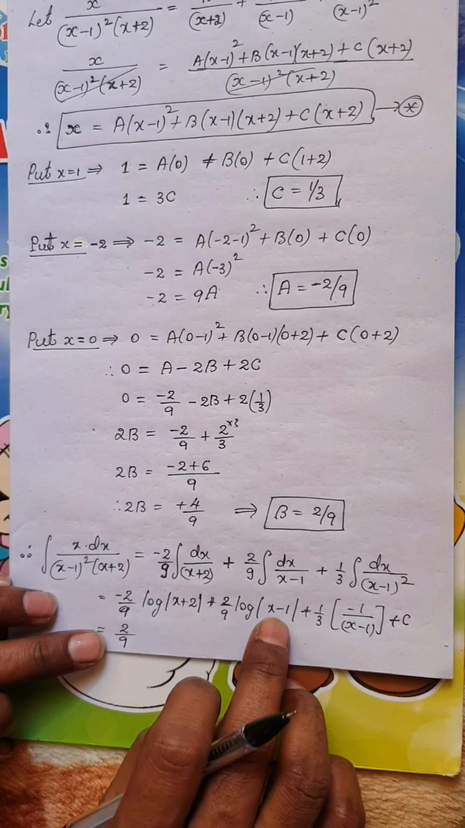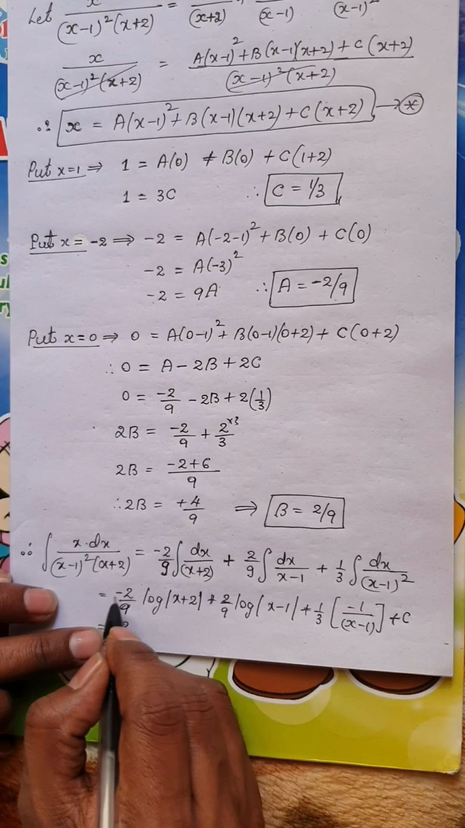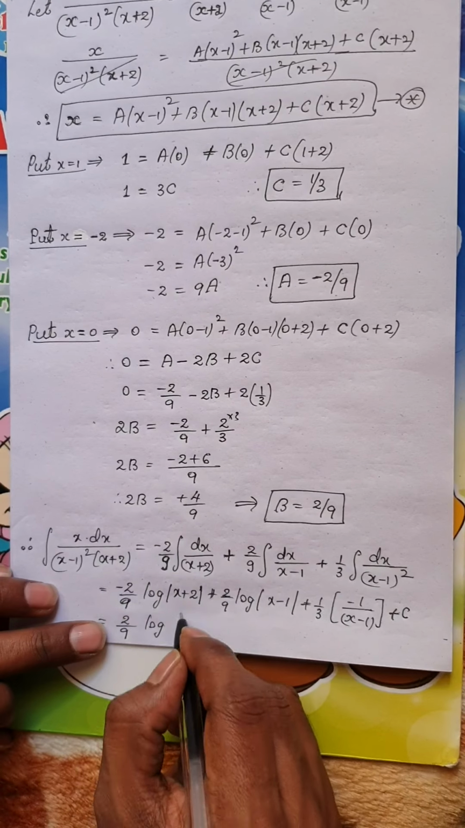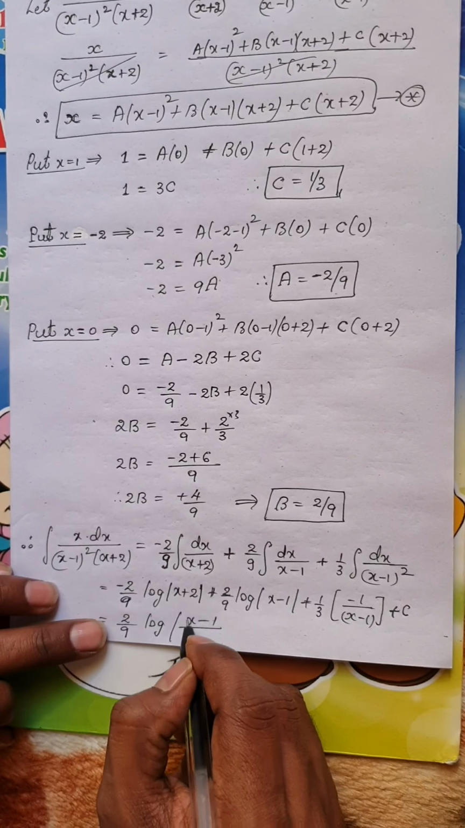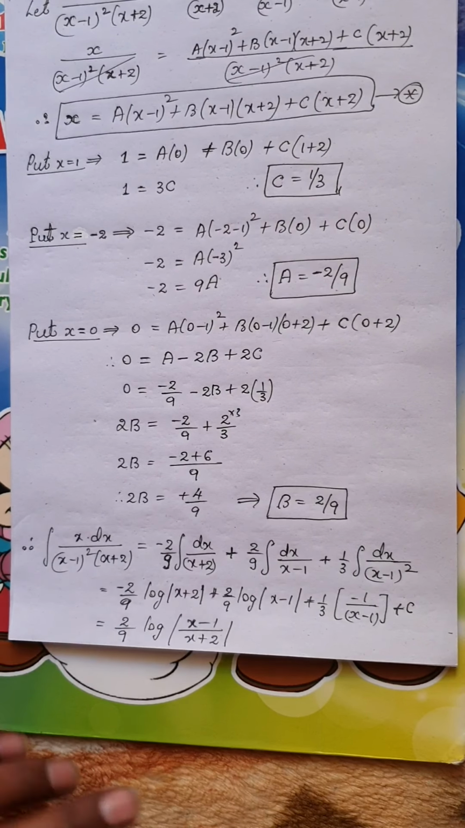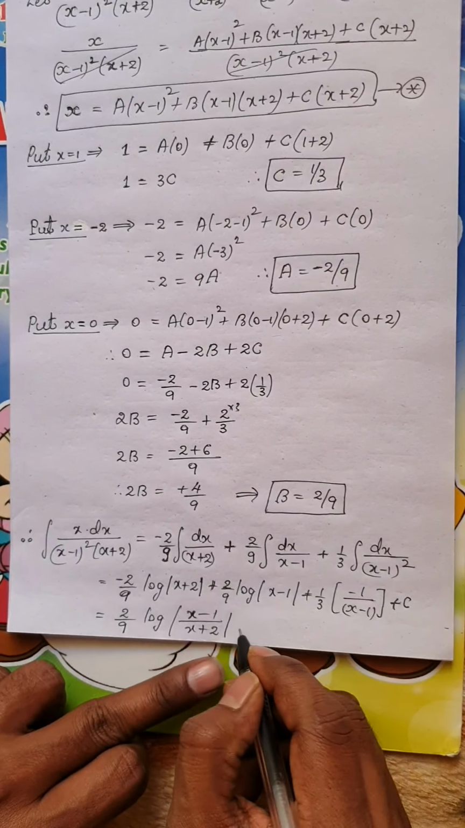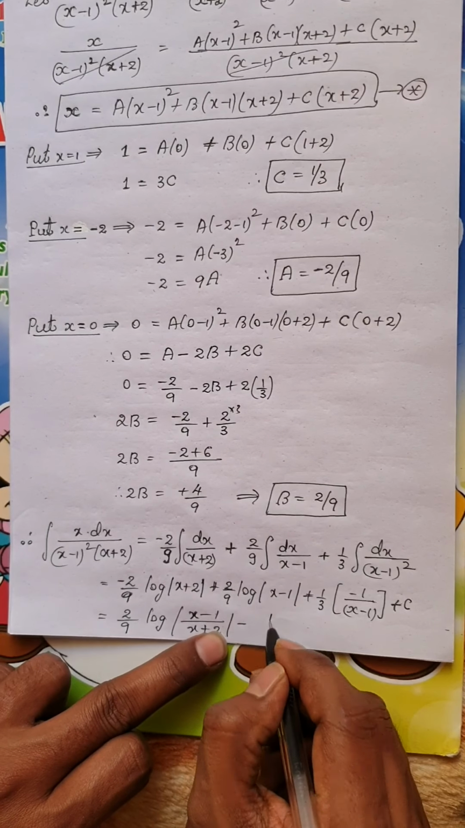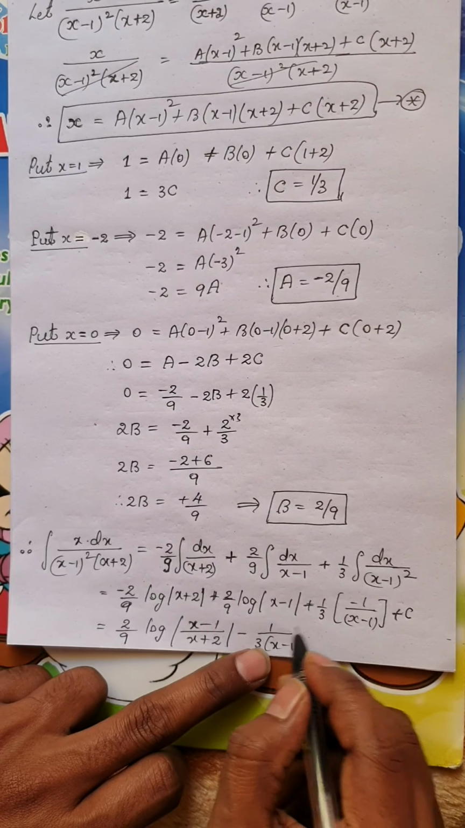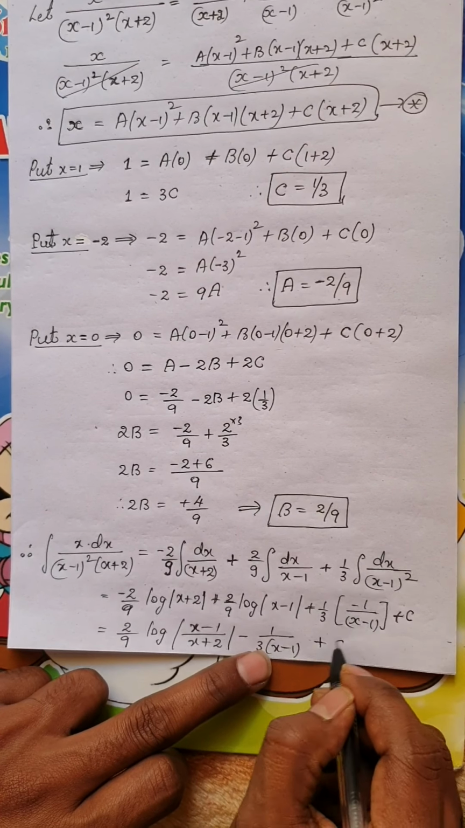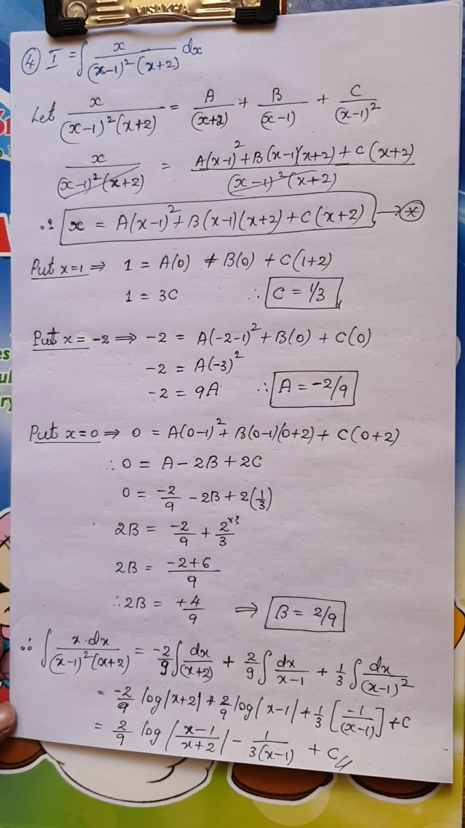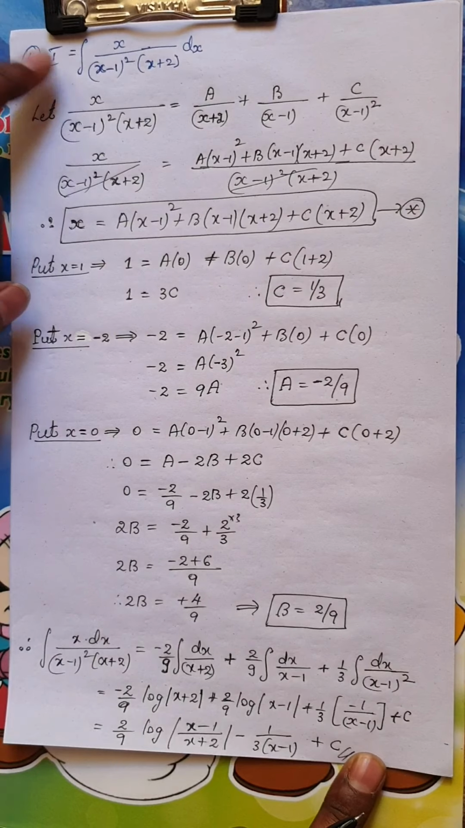This is of the form log m minus log n. Remember this term has minus. So, this will be log m minus log n is log of m by n. So, log of modulus x minus 1 divided by x plus 2, plus, or let me consider this, minus outside, minus 1 divided by 3 into x minus 1, plus c, which is the constant of integration, and that will conclude the final result for the given integral.